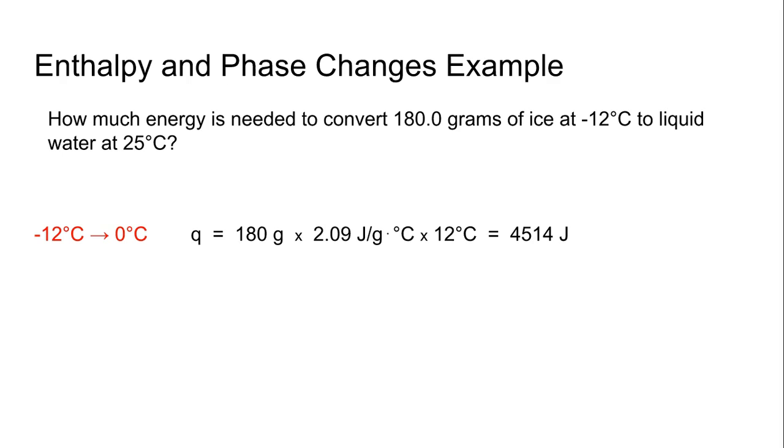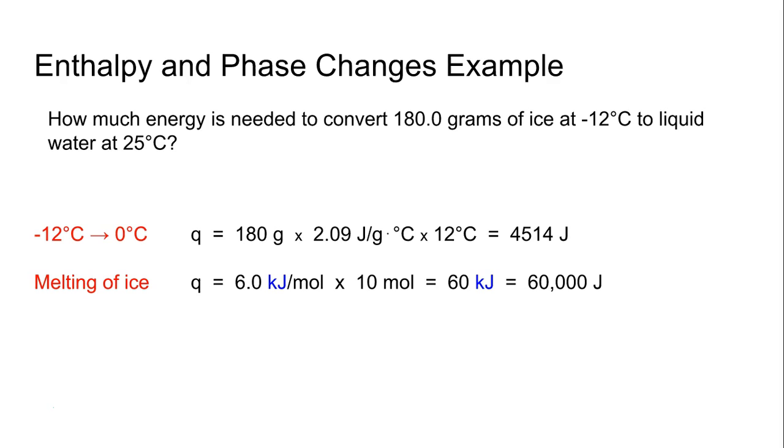Let's look at the melting of ice because we're now at 0 degrees Celsius. So to melt the ice, we use the heat of fusion. Now the heat of fusion is equal to 6.0 kilojoules per mole. We're going to multiply that by the number of moles of water, or in this case, really ice. So how did I get that 10 moles of ice? Well, we had 180 grams of ice, and we divide by its molar mass of 18 to get 10 moles. That gives us 60 kilojoules of heat necessary to melt that much ice.